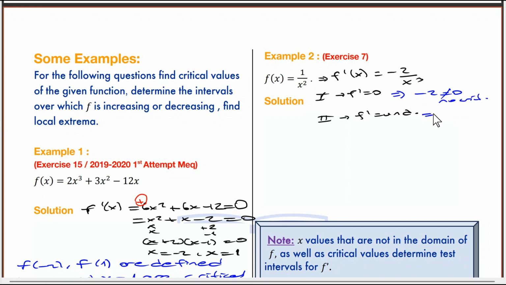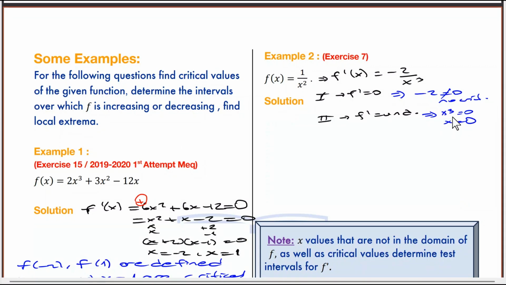What about the second case? Derivative being undefined. What makes a rational expression undefined? Denominator being 0 makes it undefined. Let's check the denominator. We have x cubed. Equalize it to 0. Then x is equal to 0. Does it mean that x is equal to 0 is a critical value? We don't know.